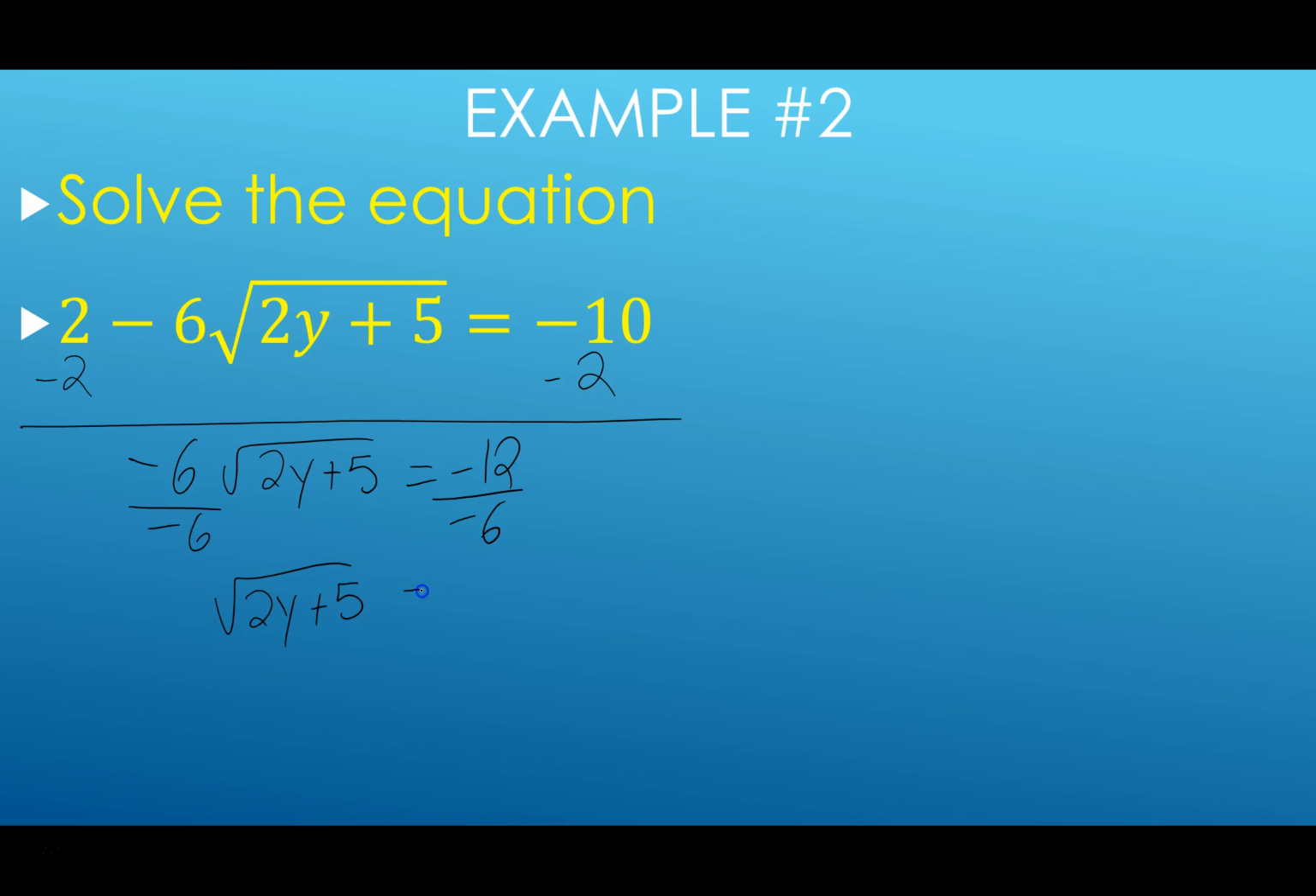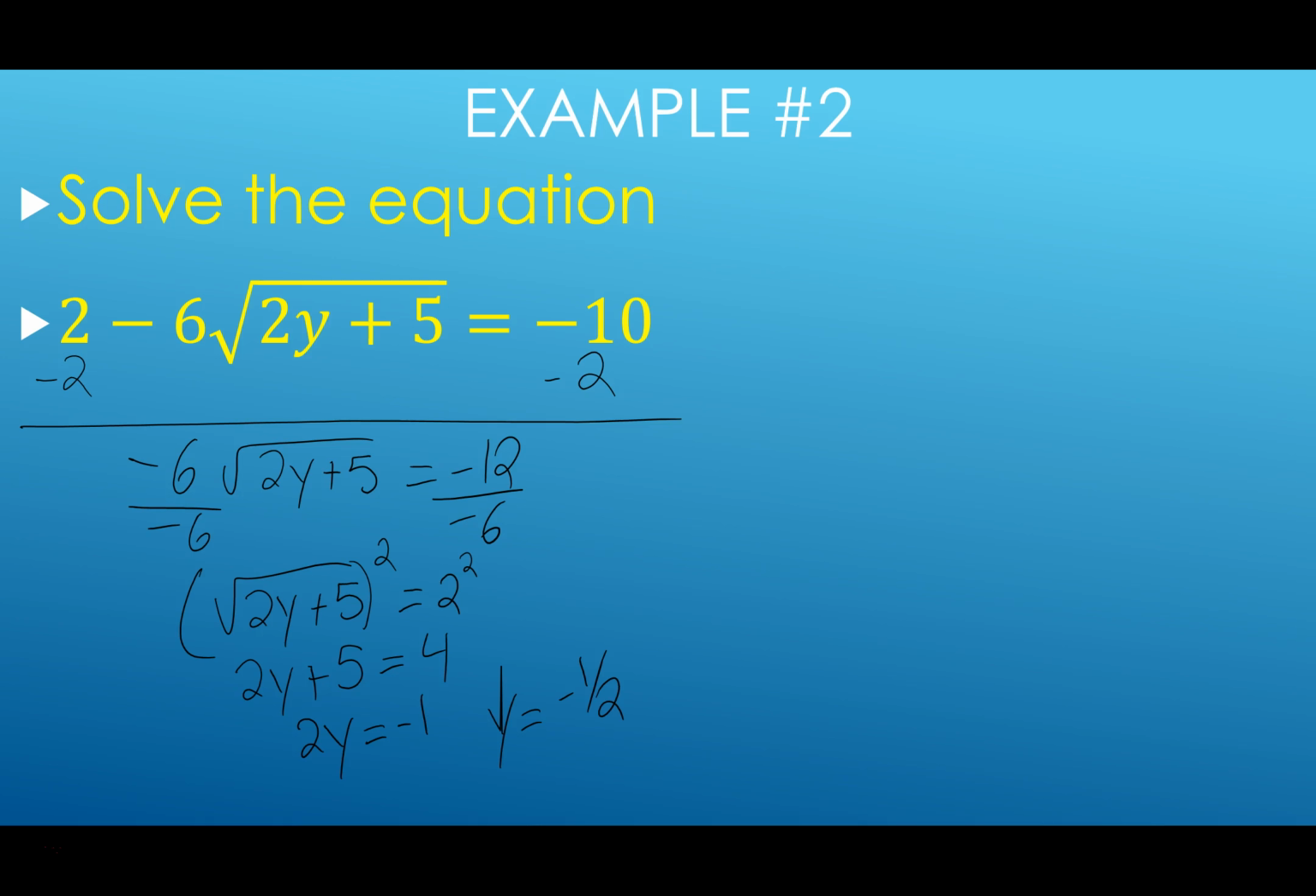2y plus 5 equals 2. So, it equals 2, so we square both sides. And we get 2y plus 5 equals 4. So if we subtract 5, we get 2y equals -1. Divide by 2, and it appears that y equals -1/2.